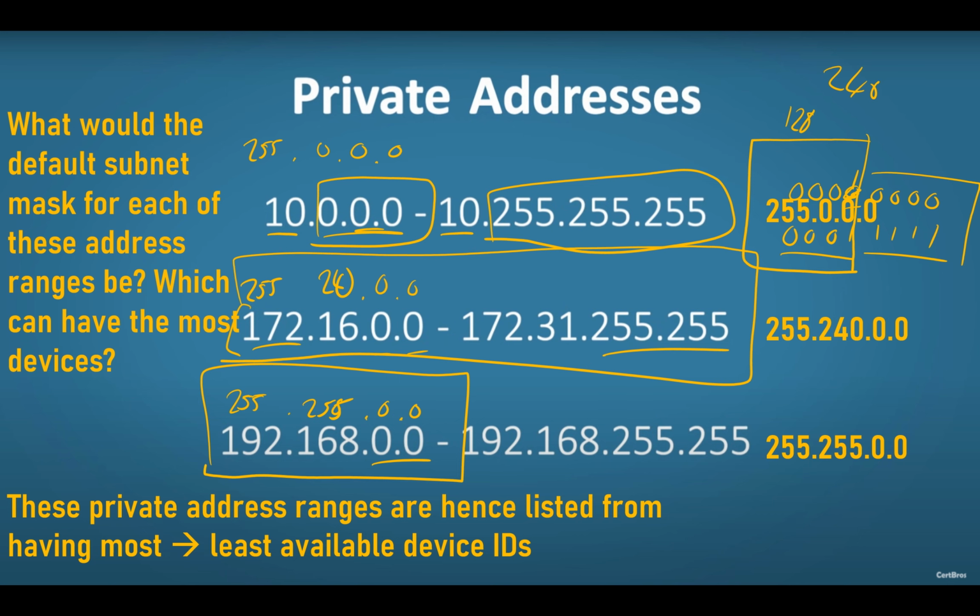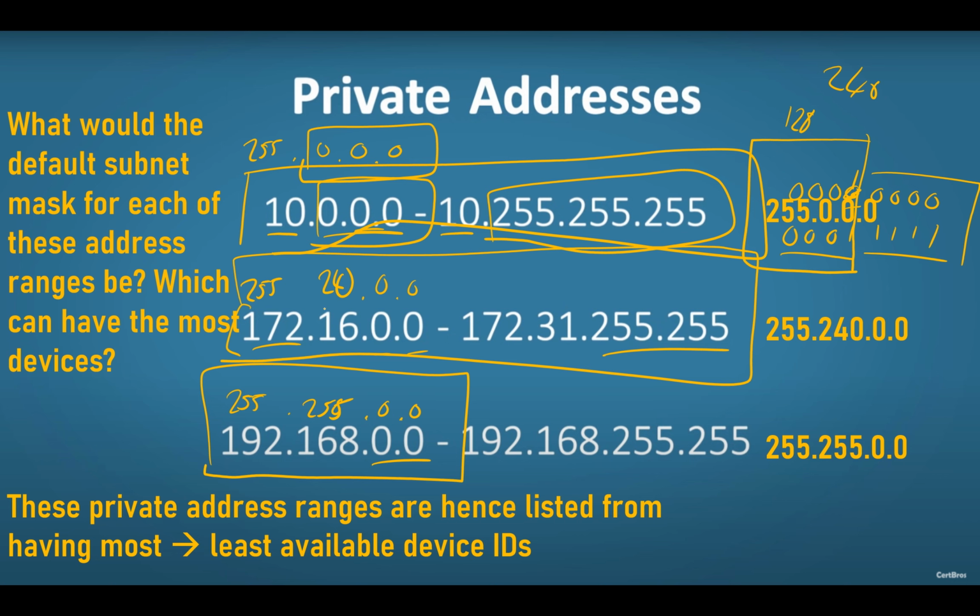Right, so what we can say then, the private IP address ranges are hence listed from having the most to least available device IDs, or host IDs. So again, this first one here has the most device IDs or host IDs. And the reason for that is, if we look here, we've got 24 bits representing the host ID.